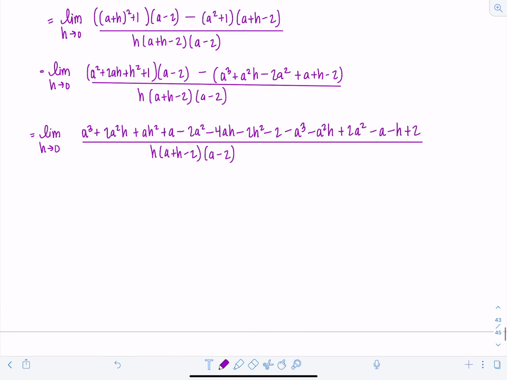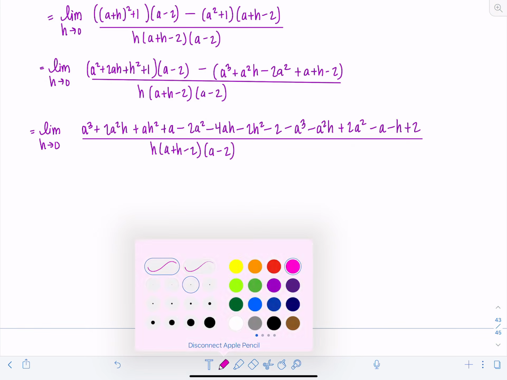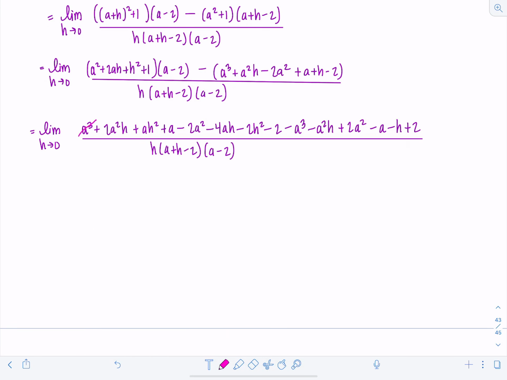Okay, now we get to have a cancel party. Remember, all the terms that don't have h in them should cancel out. So here's a cubed. I better find, yep, there he is, negative a cubed. Who else doesn't have an h? Let's see here. A. Do I have a negative a? Yep, I do. What else? Negative 2, that's going to cancel with positive 2. Anybody else? I don't think so.